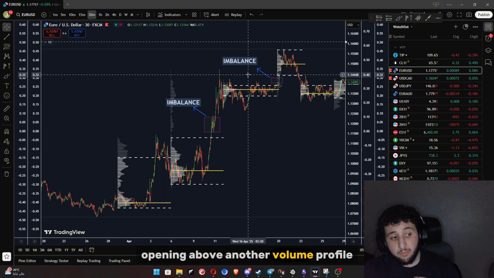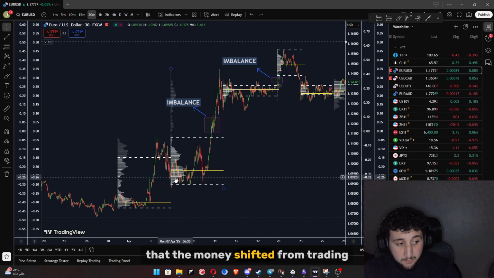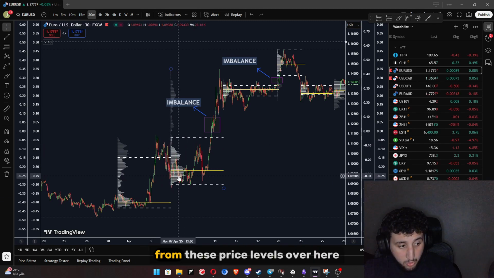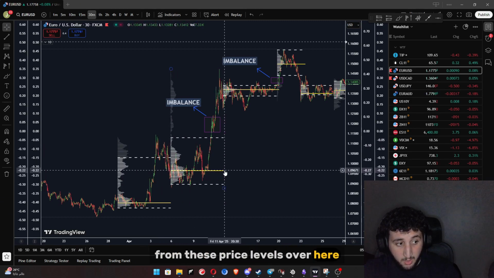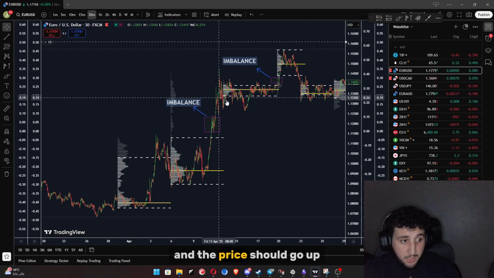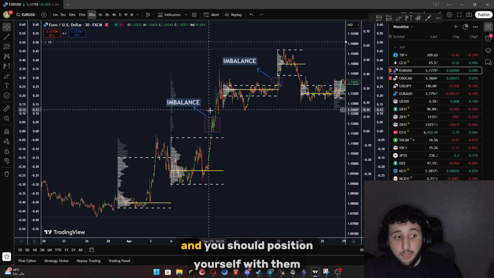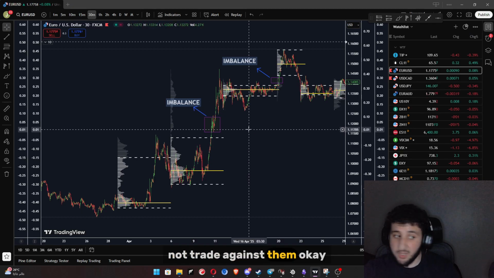opening above another volume profile, it shows us that there is a money shift in the market, that the money shifted from trading from these price levels over here, and it thinks these levels are unfair to trade at and the price should go up. So basically you're just reacting to the big players, and you should position yourself with them, not trade against them.